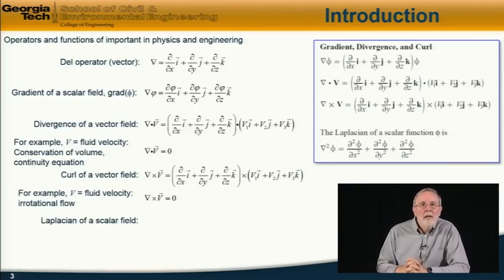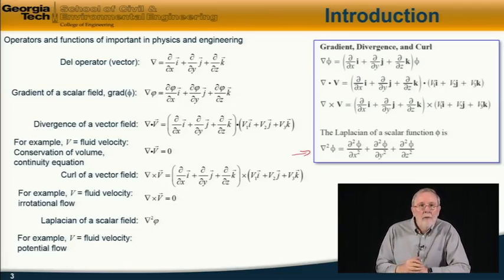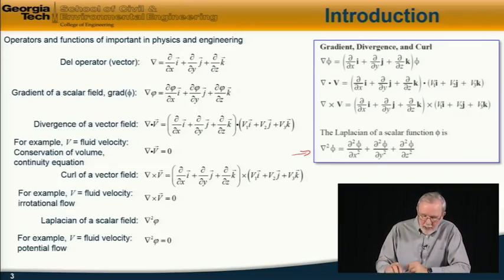Finally, we have the Laplacian of a scalar field, which is del dot del times the field, or del squared of phi, which is given by the equation right here. So that is d2 phi by dx squared, etc. And again, from fluid mechanics, a particular flow field which has the Laplacian of the potential function, del squared phi, equal to 0 is called a potential flow.